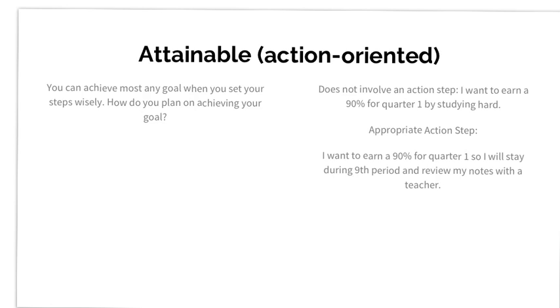So here I've used an example that does not involve an action step: I want to earn a 90% for quarter one by studying. Well, how do you plan on studying? We need to really focus on what is the appropriate action step here. So for instance, if I want to earn a 90% for quarter one, maybe I'm going to continue to stay during ninth period and review my notes with a teacher. Maybe I'm going to review my science notes 20 minutes before I go to bed. Those would be action steps in how you plan on receiving that 90% for quarter one.